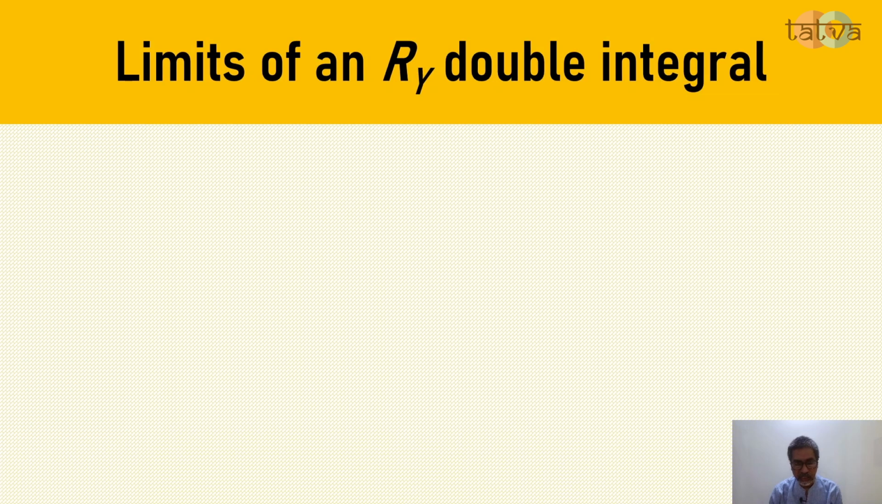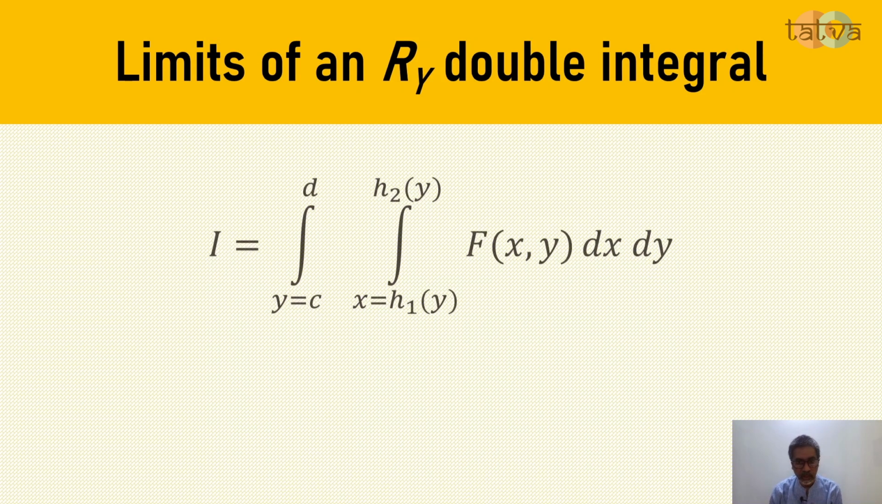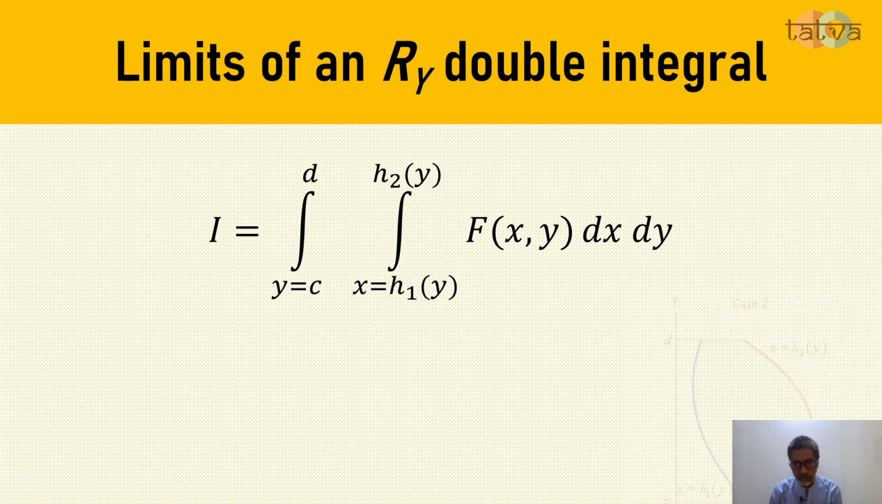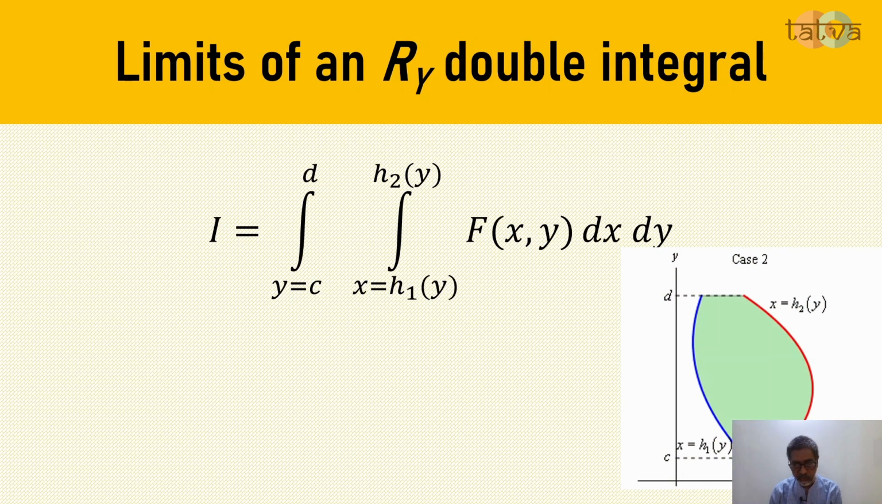Now one can guess what should be the description of an Ry region. So let us once again go through the graphic. This is an Ry region because it is bounded by two curves, a left curve and a right curve, and between the horizontal parallels y is equal to c and y is equal to d. So we write the y limits as the limits of the outer integral and the x limits as the limits of the inner integral. Obviously, the order of integration will be dx dy.